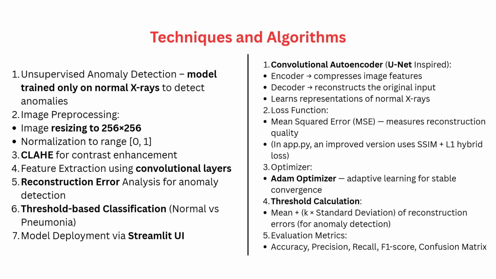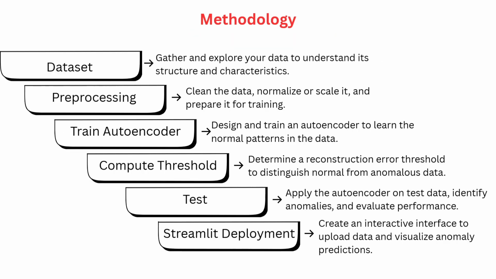Anomaly detection is performed via reconstruction error analysis and a threshold-based classification. The loss function used was mean squared error, although in the final application we used an improved SSIM plus L1 hybrid loss. The Adam optimizer was used for stable convergence, and the anomaly threshold was calculated using the mean plus k times the standard deviation of the reconstruction errors. We evaluated the final model using standard metrics like accuracy, precision, recall, and the confusion matrix.